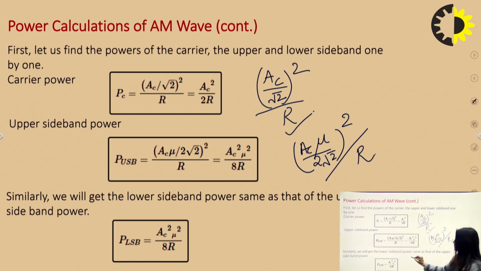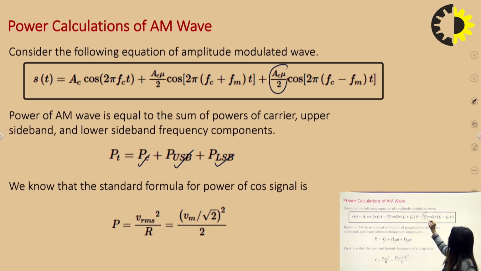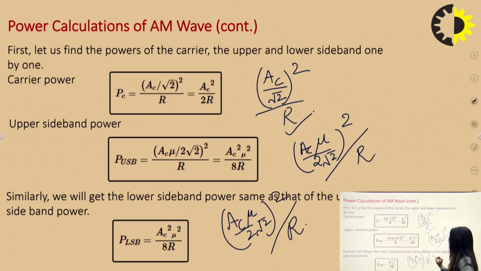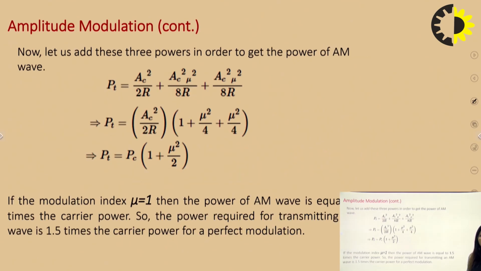Power of LSB, again the amplitude is Ac mu by 2, the RMS is divided by root 2, square upon R. I will add these three to get the total power of my amplitude modulated wave: the power of the carrier, the power of the USB and the power of the LSB.